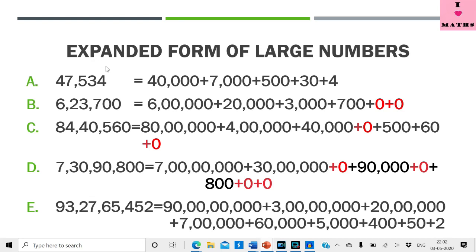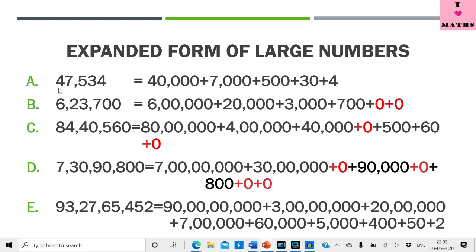Today we are going to practice expanded form of large numbers. In this, I just want to teach you one trick which will be very useful and handy for you when you are doing the expanded form of very large numbers like the number E. Let me start with first A only. I know all of you can do A very comfortably because you have done this in class 4. But with A, I will teach you the trick.